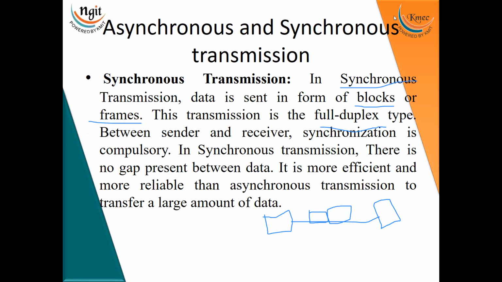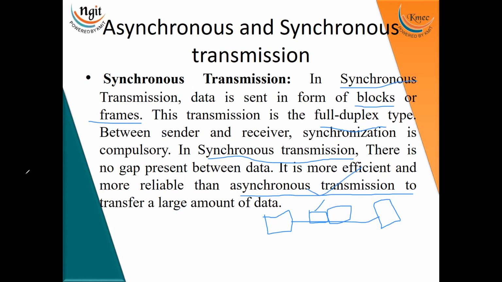Finally, what does synchronous transmission mean? Here the data is transmitted between the sender and receiver in the form of blocks, and the transmission is of the full duplex type. Between the sender and receiver, synchronization is also compulsory. In synchronous transmission, there is no gap between the data. It is more efficient and more reliable than asynchronous transmission.